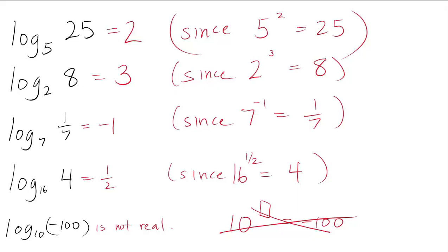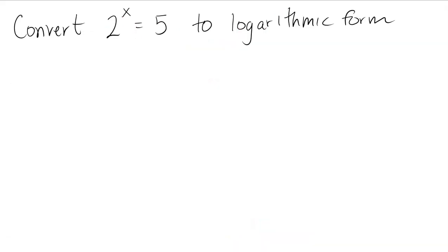Aside from using that translator just to find these values, we can also use it to rewrite equations so that we can solve them. So for example, this says convert 2 to the x equals 5 to logarithmic form. By that we mean write a logarithmic equation that's equivalent to this exponential equation. Let me remind you what the translator says. The translator says that y equals log base a of x if and only if x equals a to the y.